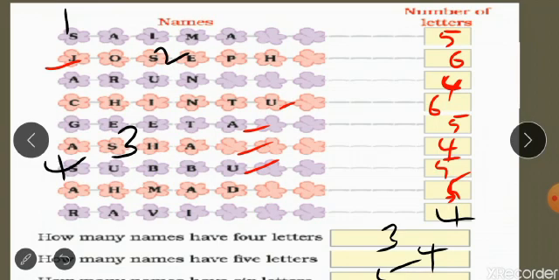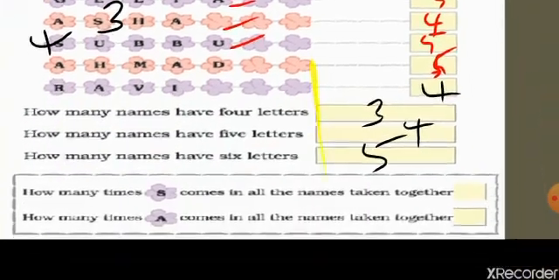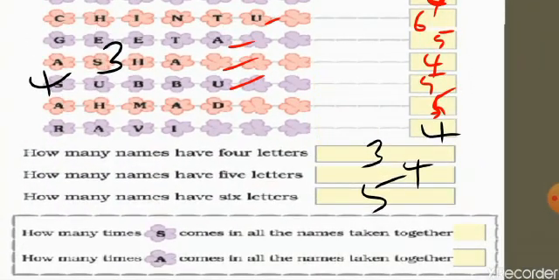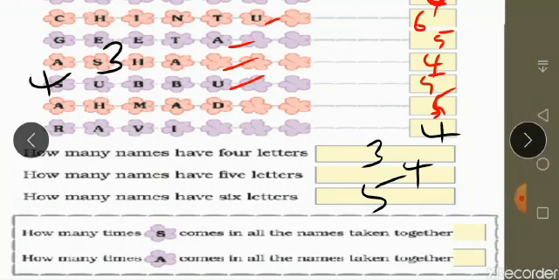Am I right? 1, 2, 3, 4. There is no S in Hamad and Ravi. So shall we write it there? Can you understand? So you just write there how many S's are present altogether. Here you have to write this. So 4 S's are present.